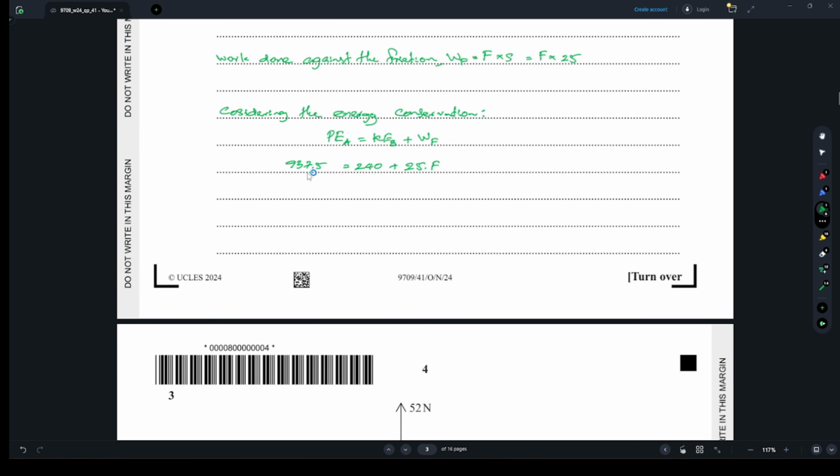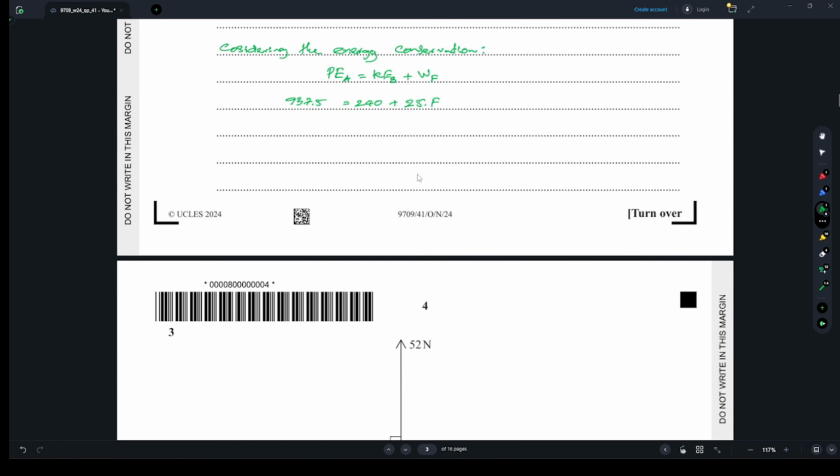Okay, so then it's simple. 937.5 minus 240, and then divide by 25. So therefore F equals 27.9 newtons. And don't forget to write down the units.